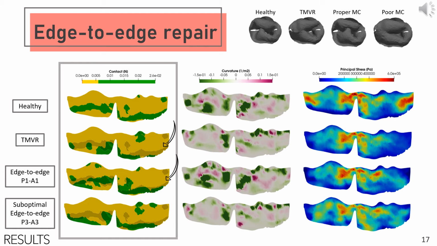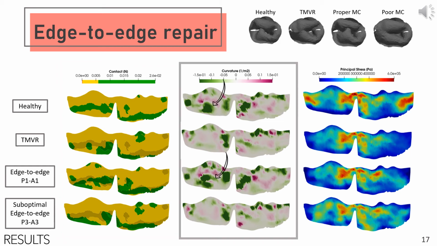We can see how the diseased valve lost the contact precisely in the region where we had the regurgitation, in the P1 scallop. However, a properly placed clip can almost ensure full coaptation, recovering the lost contact, while if the clip is placed in a suboptimal position, it can have close to no effect.